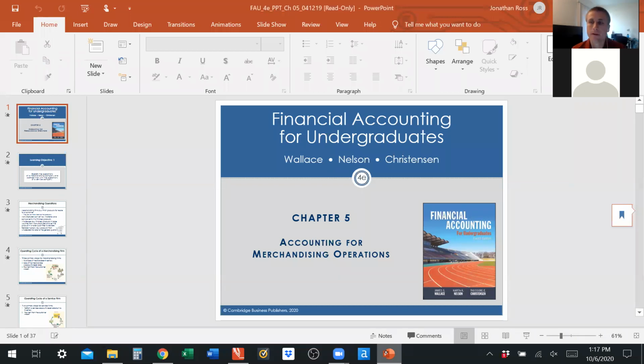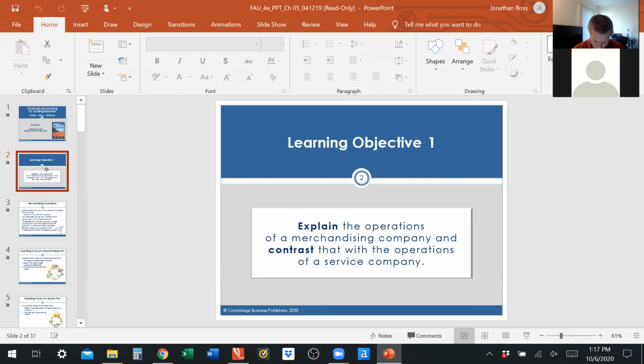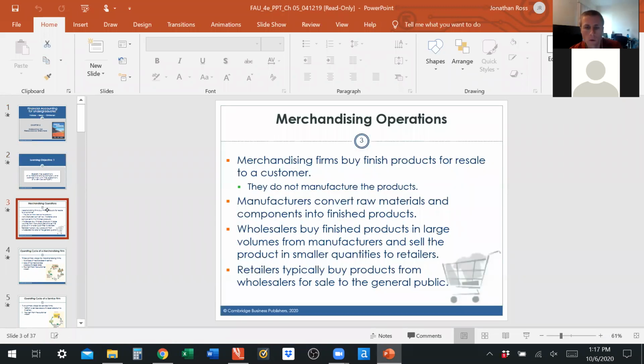So chapter 5, accounting for merchandising operations. So merchandising, what is a merchandising company? You can think of them as a retailer. They buy finished products and then they sell them to the consumer. They do not manufacture the products. So in this chapter, we're talking about all of the accounting transactions from the perspective of a merchandising company or a retailer.